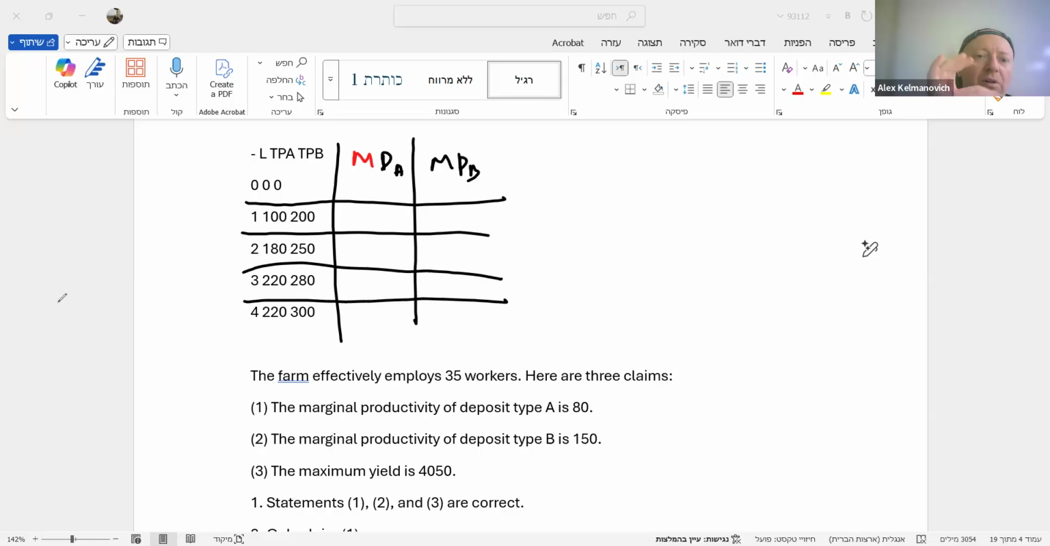Okay, so field type A, we have 100, 80, 40, and 0. And field B, 200, 50, 30, and 20. By the way, does someone get the answer here?